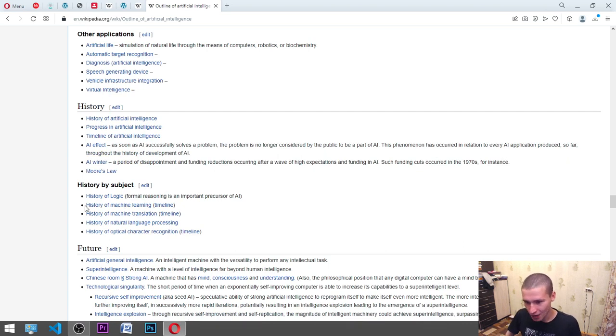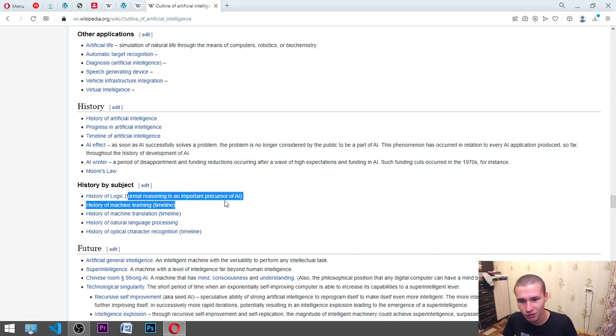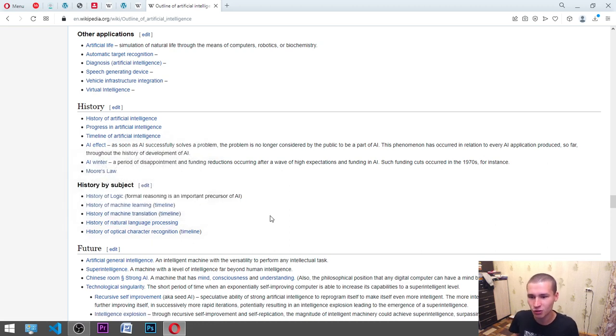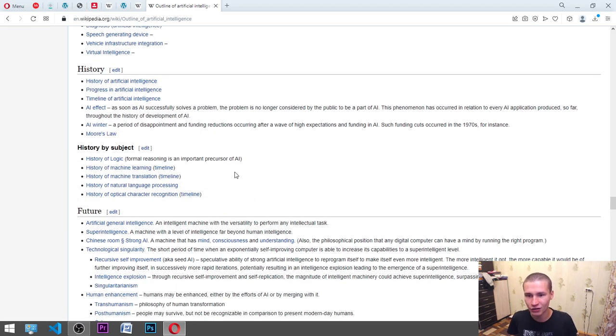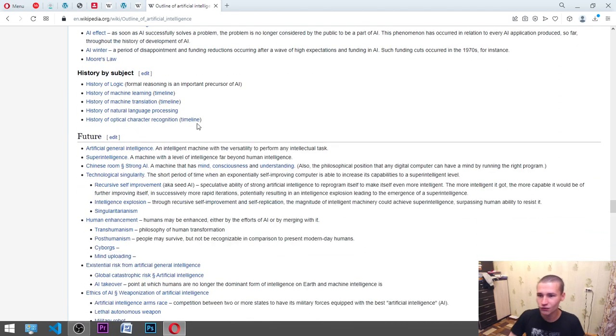History by subject. History of logic, history of machine learning, timeline, history of machine translation, timeline, and here is formal reasoning, an important precursor of AI. Okay, history of natural language processing, history of optical character recognition, timeline. Future: artificial general intelligence, superintelligence, Chinese room and strong AI.